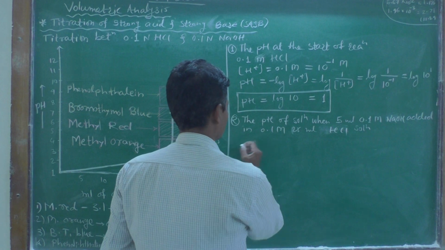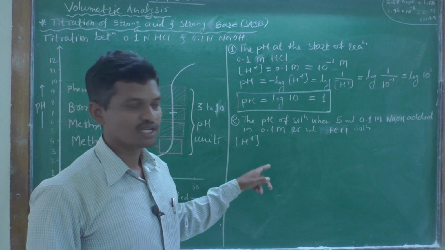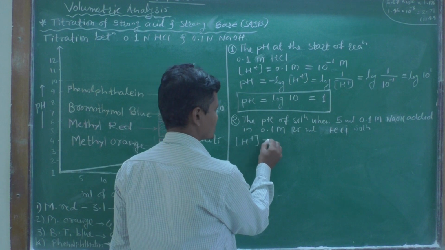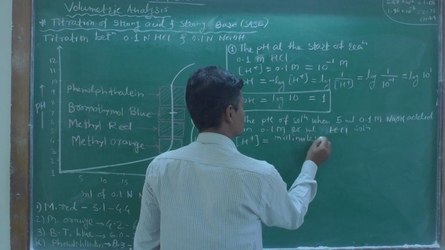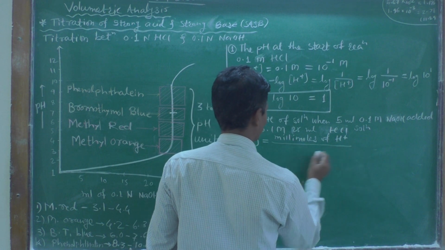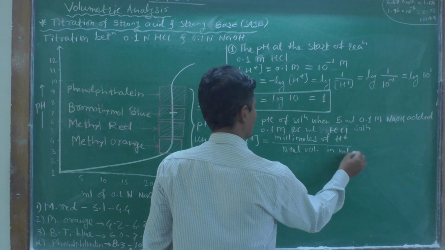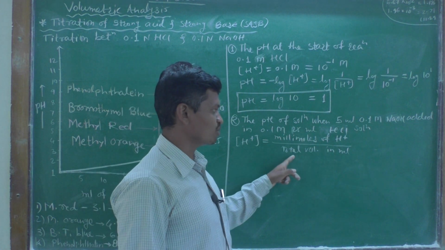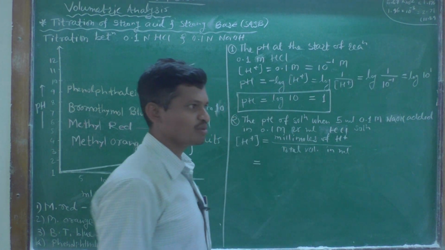In this case we have to calculate the pH, and for that we need the H plus ion concentration. The H plus ion concentration is equal to the millimoles of H plus ions divided by the total volume in ml. This is the formula to calculate the H plus ion concentration. Now, how do we get the millimoles of H plus ions?